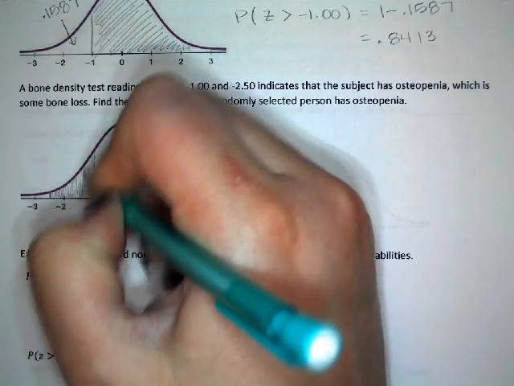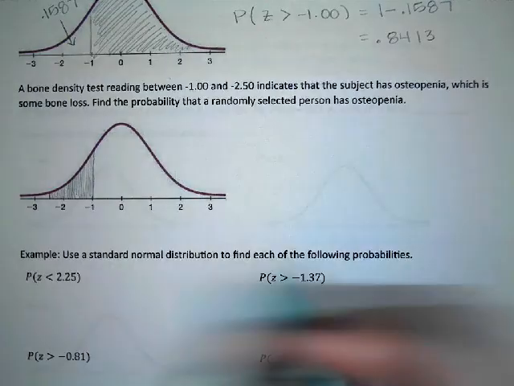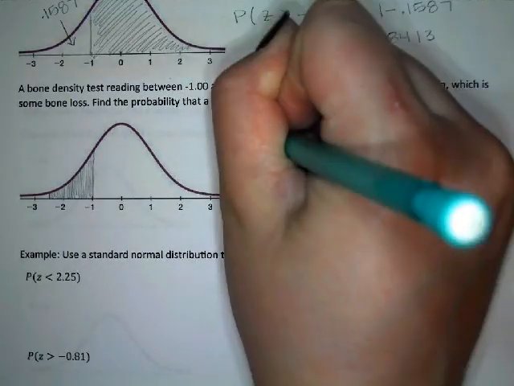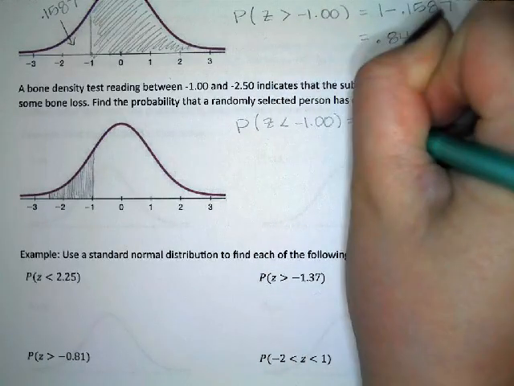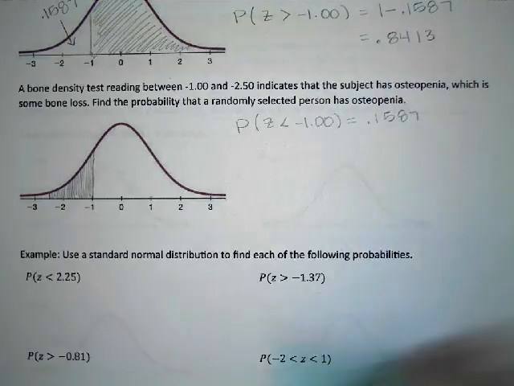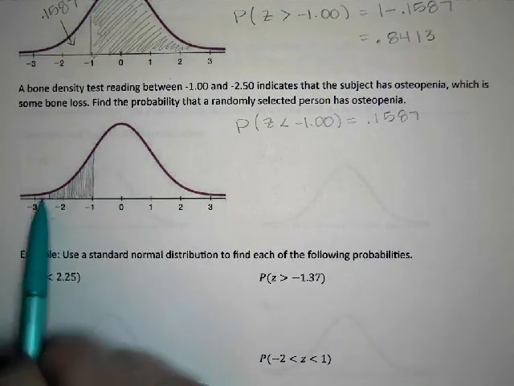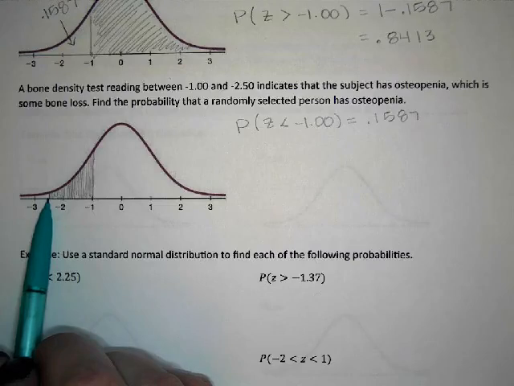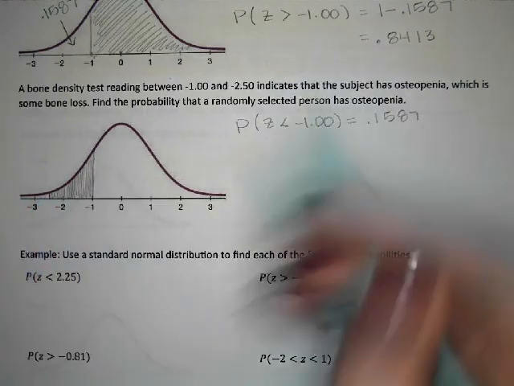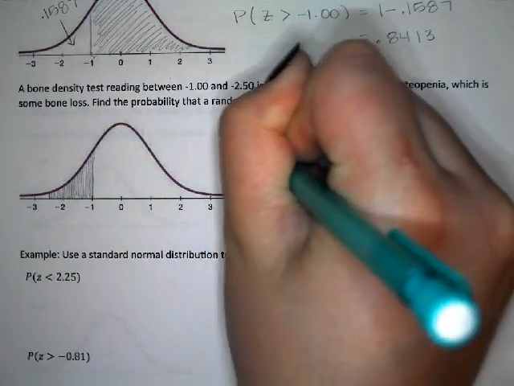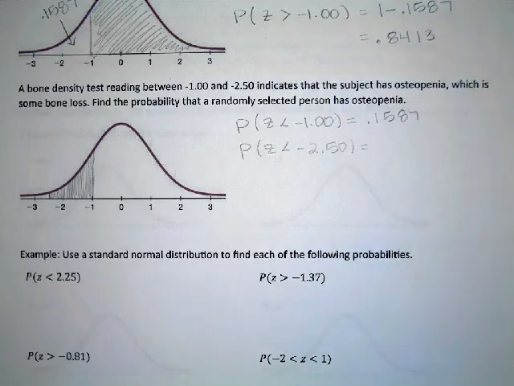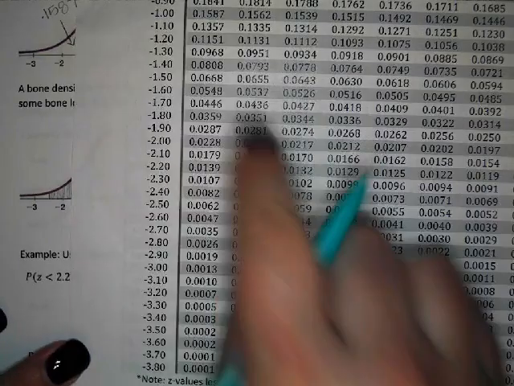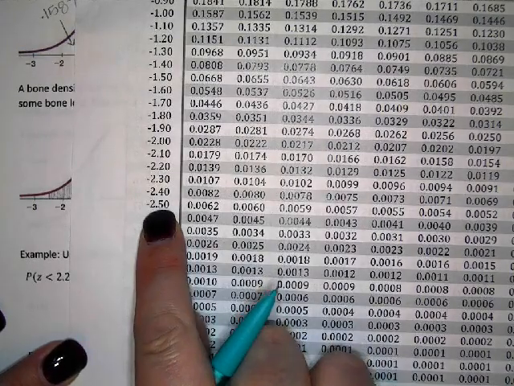Okay, so we already know the probability that z is less than -1. That was 0.1587. We can find the probability that z is less than -2.50. That would be this part right here. So let's look at our table. -2.50, 0.0062.